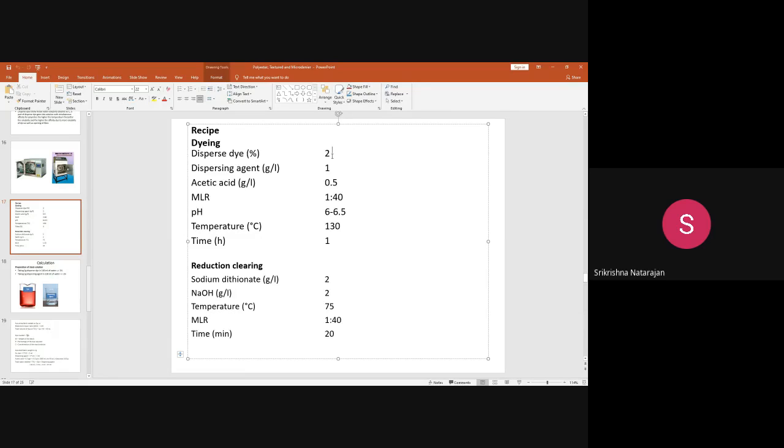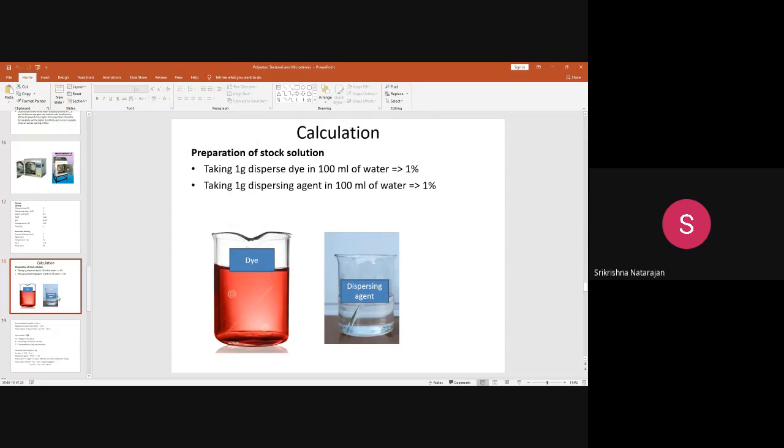For example, I am using a 2% shade. So for that, how do I put the calculation? How will I know 2%? How can I take it from the dye? Assuming the dye is a pure dye, how do I take 2% from it? For that, I take 1 gram of dye and dissolve it in 100 ml water.